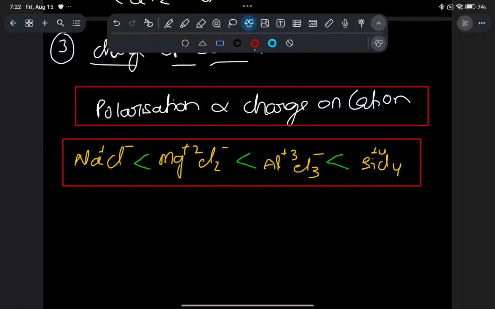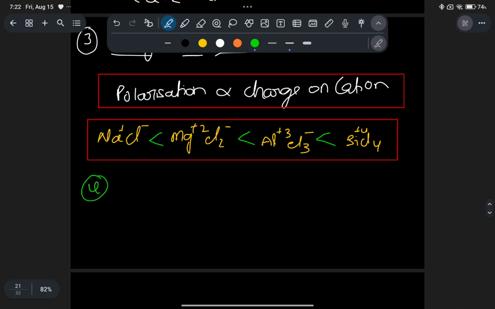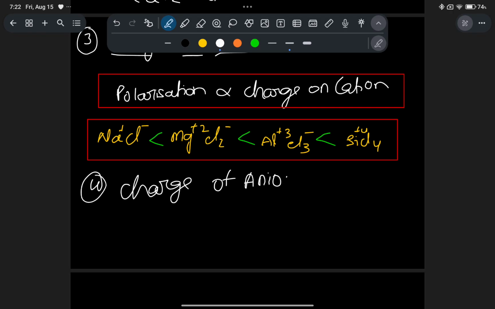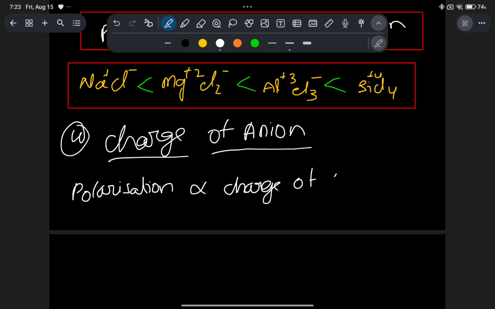If you see the second one, you will get clarity. Charge of anion. Polarization is directly proportional to the charge of anion.